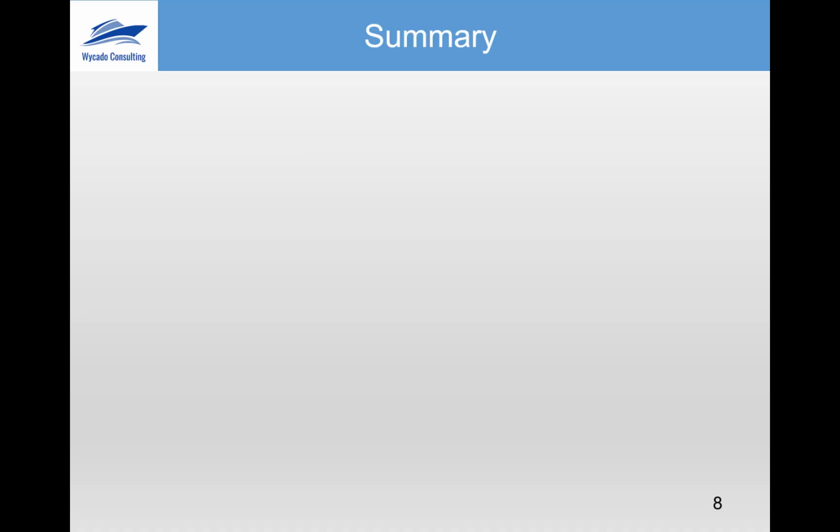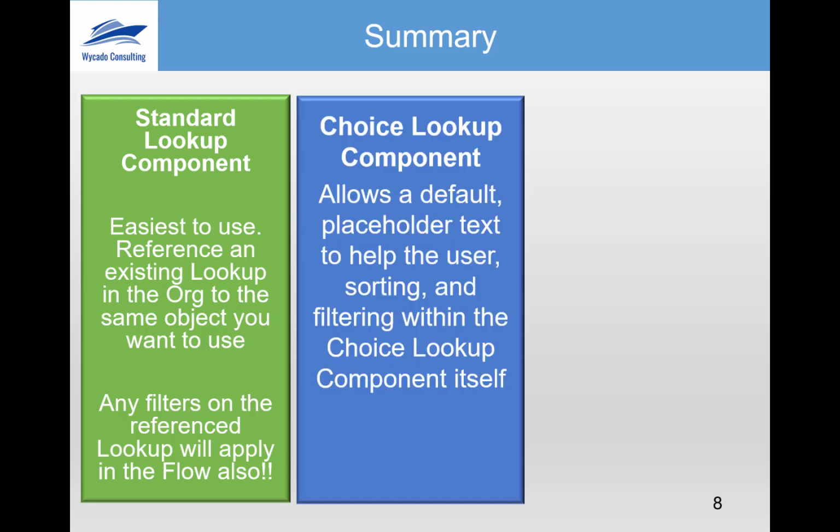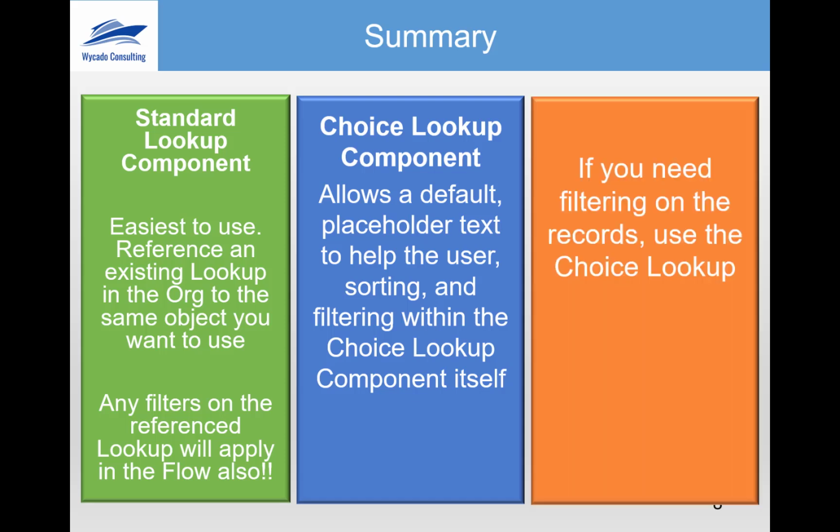So here's a summary of what we did. Standard lookup component, easiest to use. Referencing an existing lookup in the org to the same object you want to use. But any filters on the reference lookup will apply in the flow also. Choice lookup component allows a default placeholder text to help the user, sorting and filtering within the choice lookup component itself. If you need filtering on the records, use the choice lookup.